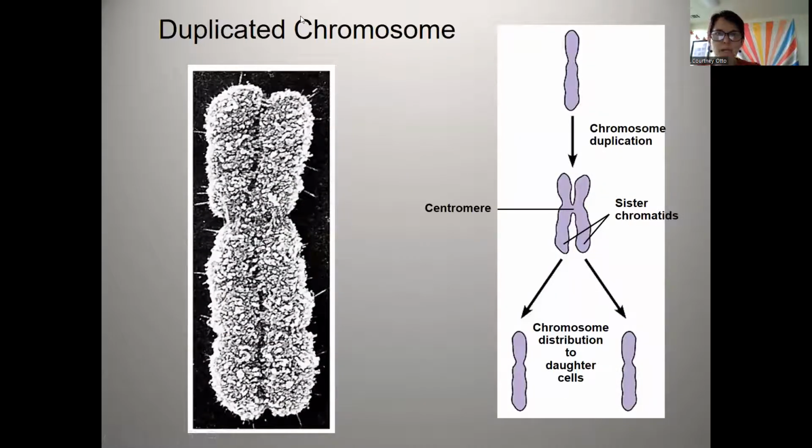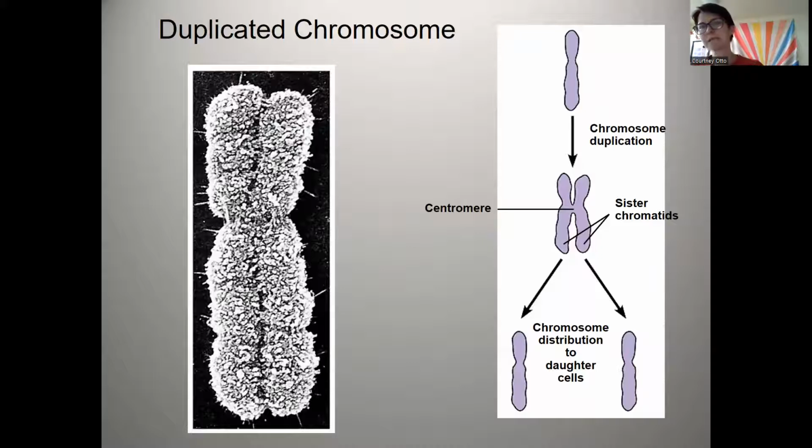Now, here we see a duplicated chromosome. And this is a real one. So you can see why we kind of draw them as these cute little X's, right? All of this is one duplicated chromosome. That centromere would be right here. And each one of these halves, remember, is a sister chromatid.